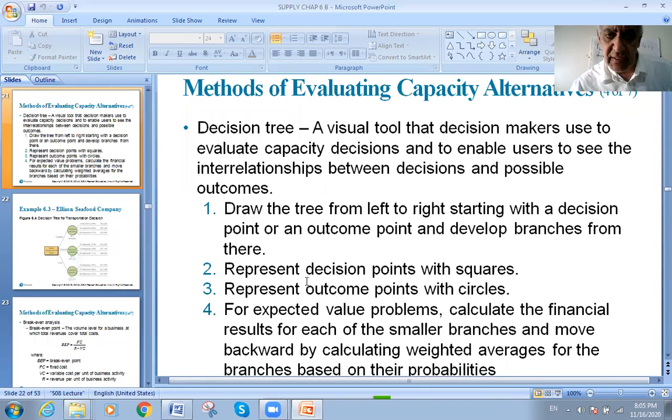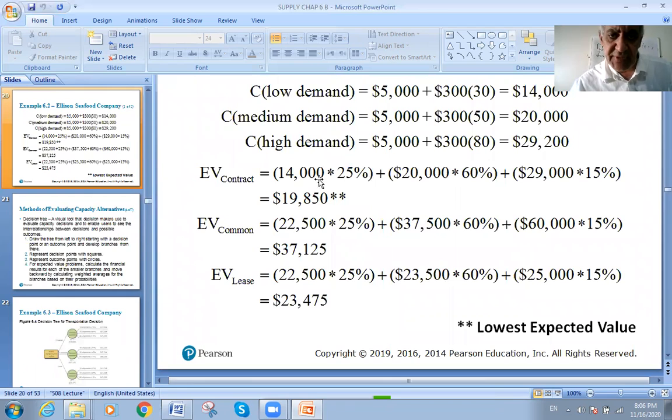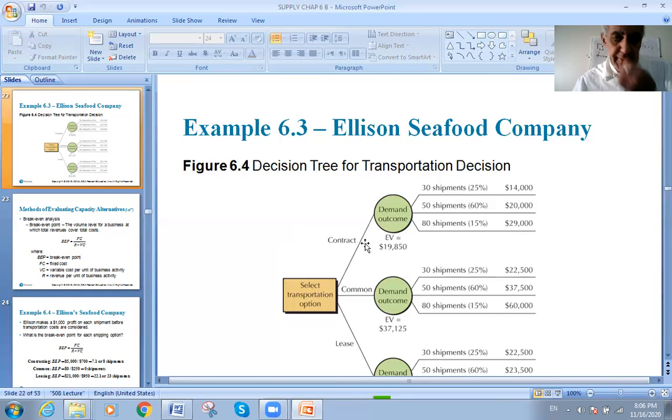Let's go for the solution here. 14,000 times 25%, 20,000 times 60%, 29,000 times 15%. That comes to 19,850. So I will put this here after I finish. 14 by 25, 20 by 60, 29,000 by 15%, and all of them together when I sum them, they will come to 19,850.